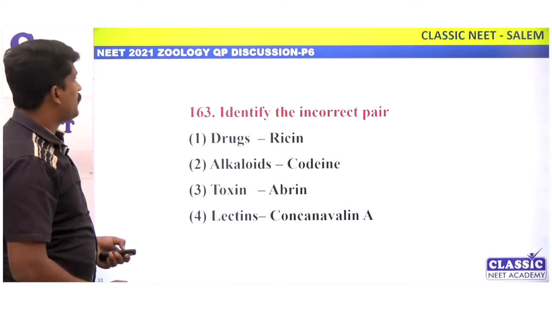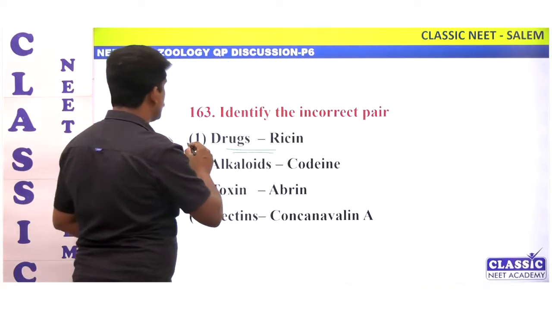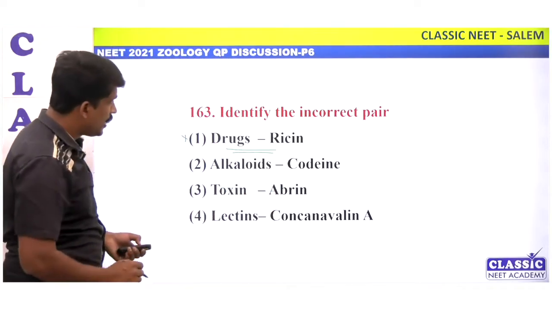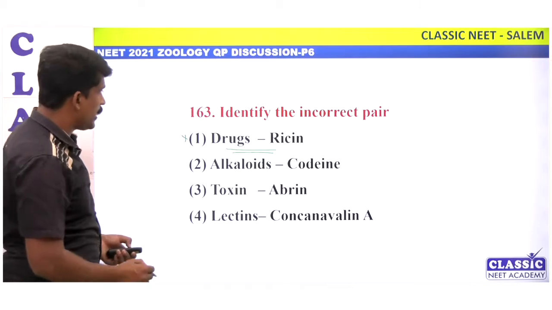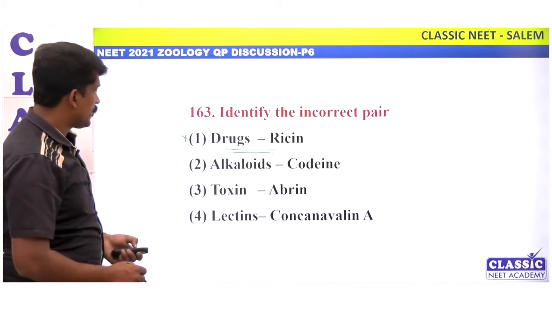Identify the incorrect pair here. Drugs, resins, actually it is toxic. So the first option itself will be the right answer. Alkaloids, codeine, toxin, abrine and resins, both are toxins only. Then lectins, so correctly given students. So the first option.